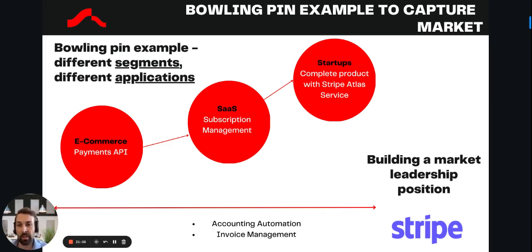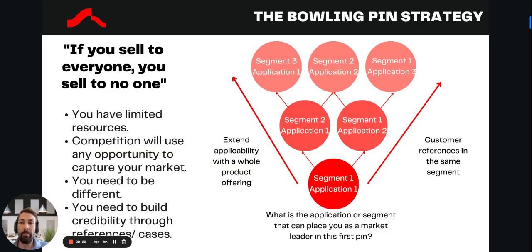The way is you started with e-commerce payments API, then with the success that they could reference and with the credibility they built with early software as a services, they build the subscription management, then startups with complete product with Stripe Atlas, and now they sell to all of them accounting automation and invoice management. That's the way of thinking to build the bowling pin strategy. So that's what we're trying to help you think in that.